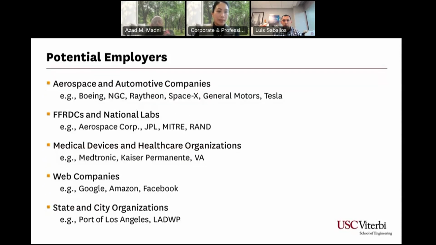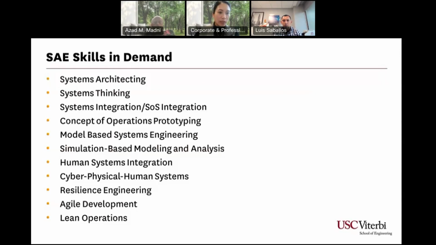Then, of course, model-based systems engineering, go back to, sorry. Model-based systems engineering is a very important subject. Just about every engineering department wants this in the students. And of course, then simulation-based modeling and analysis. And then, of course, you have the usual things like agile development and lean operations. So these are the skills in demand, and we covered these skills in our program. Go on to the next.